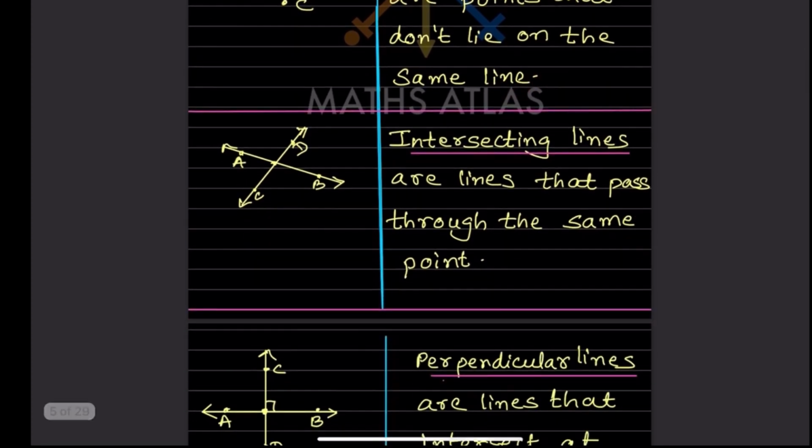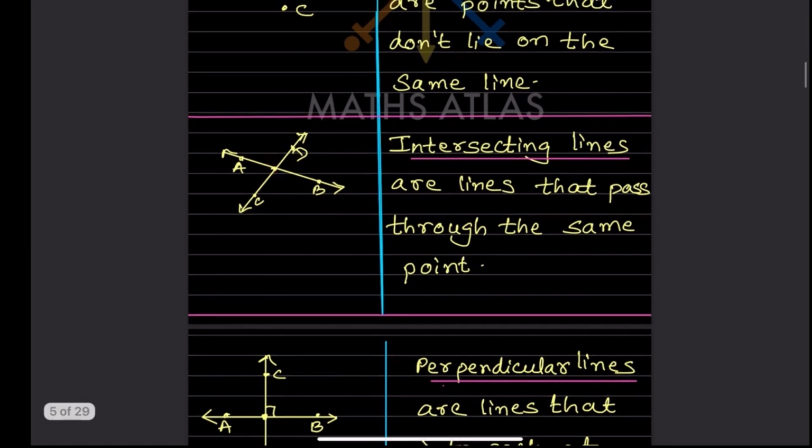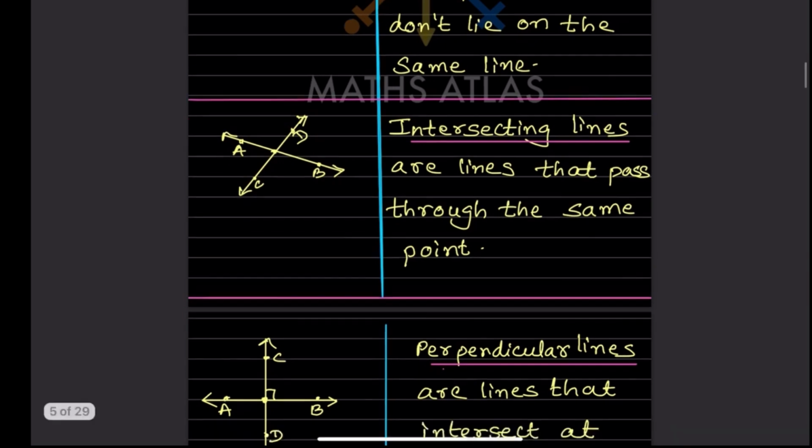These are called intersecting lines. Here this is the point of intersection. We can say intersecting lines are lines that pass through the same point. This is the same point and they are passing through the same point, so they are called intersecting lines.